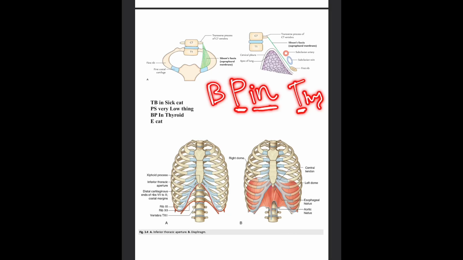Again I repeat, B stands for brachiocephalic vein, right and left brachiocephalic vein, and P and IN stand for right and left first posterior intercostal veins, and T stands for inferior thyroid vein.